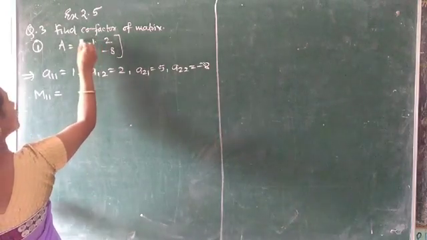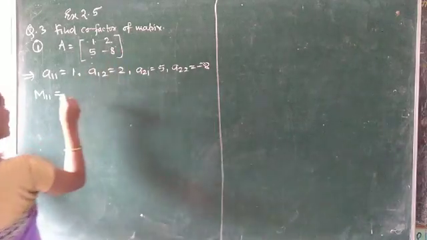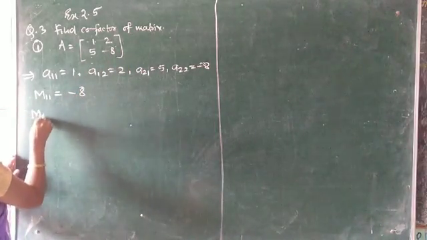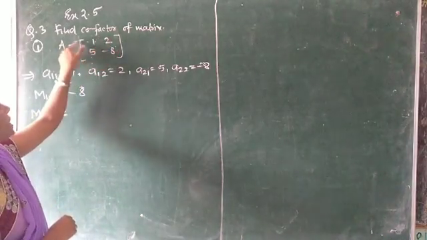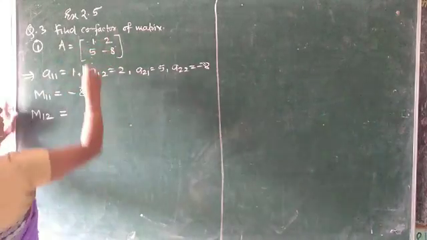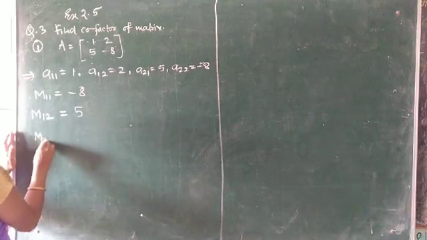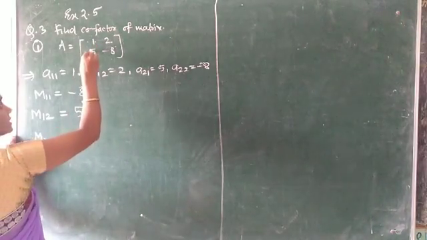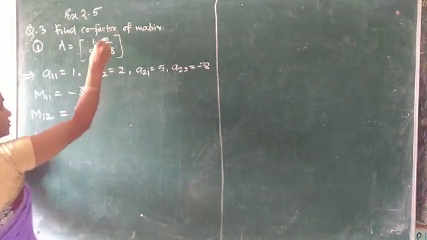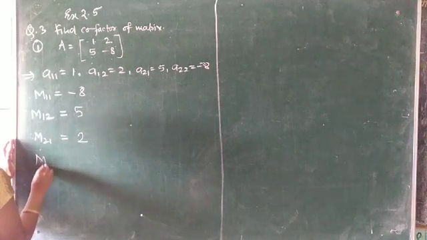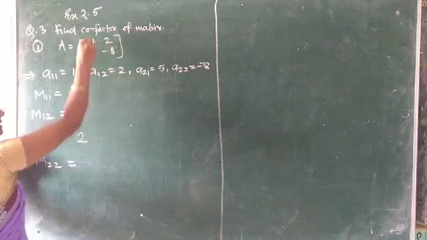So, the element 1 lies in the first row and first column. If we delete the first row and first column, then we get the minor minus 8. Next, M12: element 2 lies in the first row, second column, so the first row and second column get deleted. So the minor is 5. Next, M21, the minor of this 5, which lies in the second row, first column. So the minor is 2. And the last one, M22, which lies in the second row, second column. So the minor of minus 8 is 1.